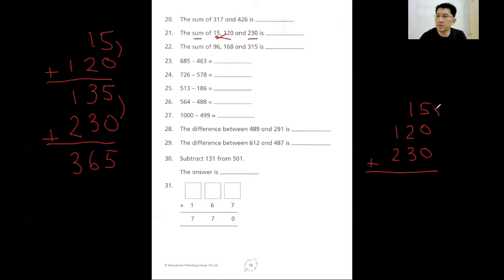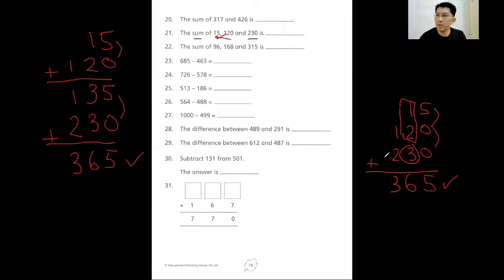So 5 plus 0 is 5, plus 0 is still 5, okay? 1 plus 2, so we'll do this first. 1 plus 2 is 3, and then plus 3, that is 6. Okay, and here there's nothing, that's 0, and 1, and then 2. So 0 plus 1 is 1, 1 plus 2 is 3. So the answer is the same.